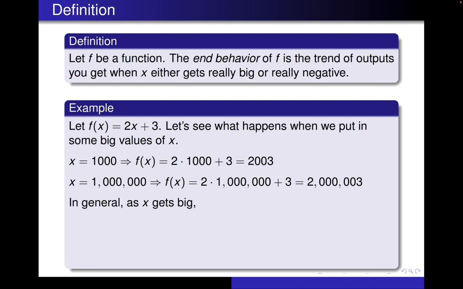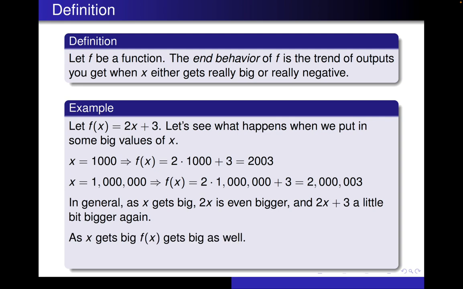And we can see that in general, as x gets huge, 2x is going to be even huger. It's even going to be bigger. And then 2x plus 3, even a little bit bigger than that again. And so in general, as x gets big, f of x is going to get very big as well. If we want to express that symbolically, we say that as x goes to infinity, f of x goes to infinity as well.